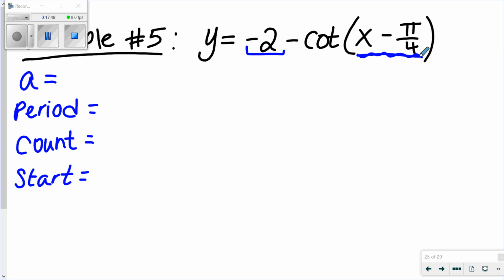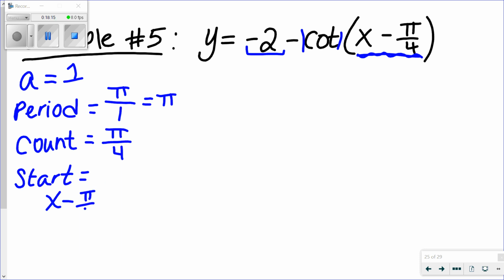Our amplitude is always the number in front of the trig function, which means our amplitude here is 1. Our period, this is cotangent, so it's pi divided by b. Our b value is 1, which means the period is just pi. Our count is always the period divided by 4, and we're starting where those parentheses are equal to 0, which means we're going to start at x equals positive pi over 4.